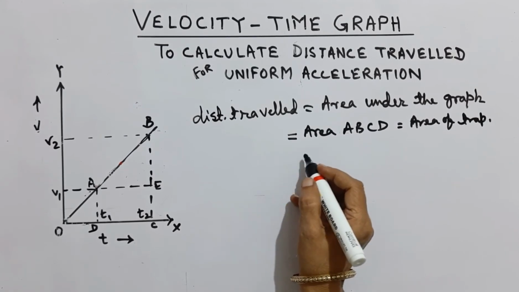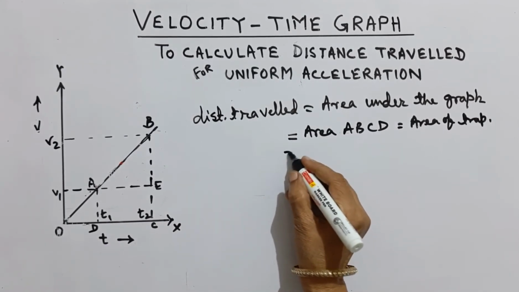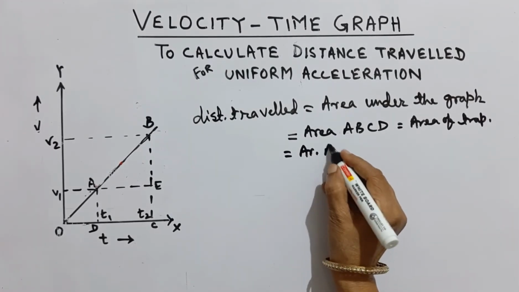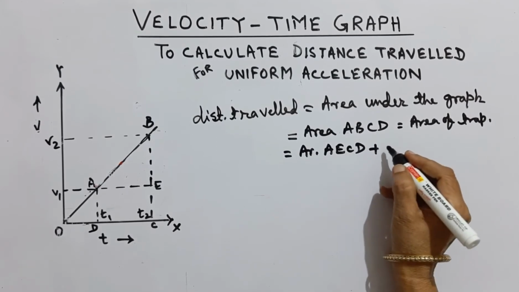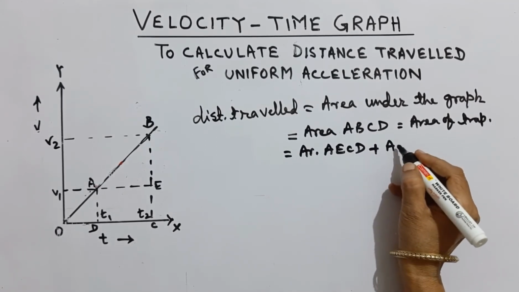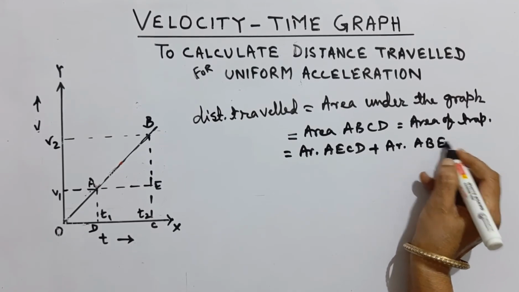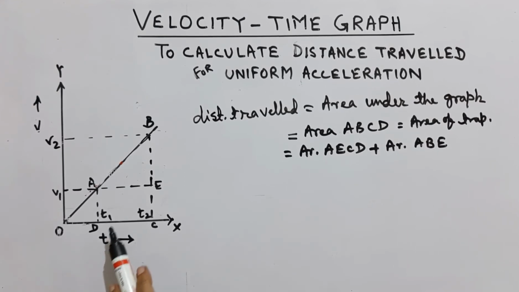and this can be broken into two parts, that is area of rectangle AECD plus area of the triangle ABE. We can also calculate the area directly by using the formula for the area of trapezium.